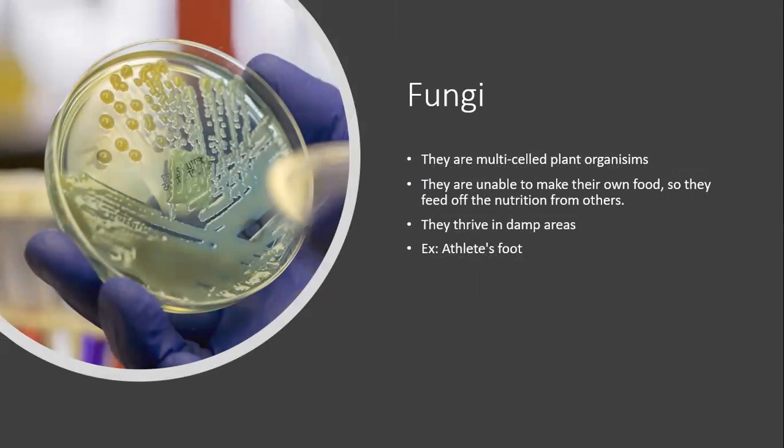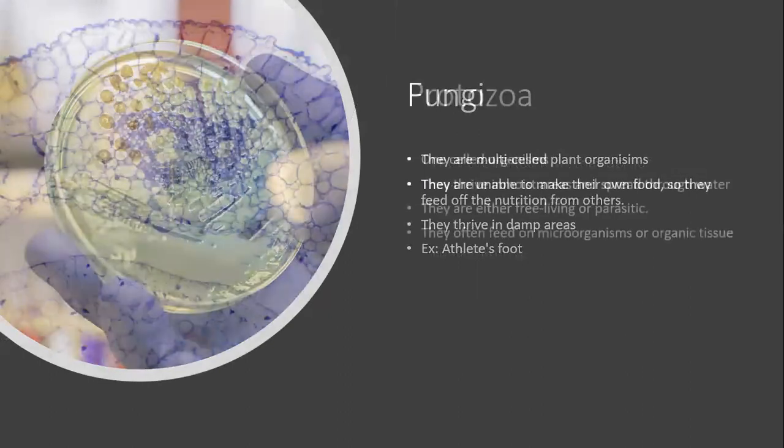Next up are fungi. They are multi-celled plant organisms, and since they're unable to make their own food, they must feed off the nutrition from others. And they thrive in damp areas, and an example that you might know of is athlete's foot.